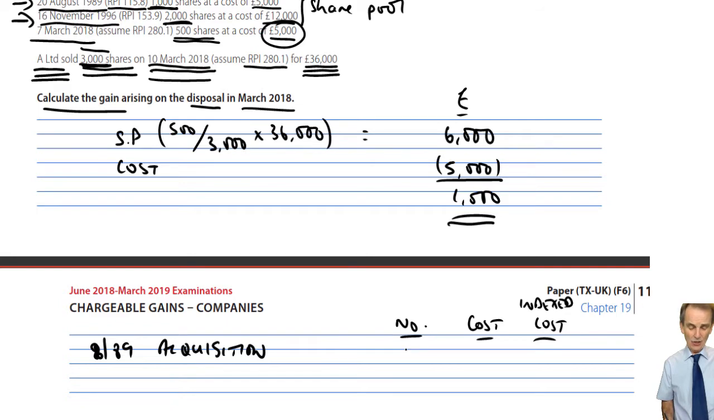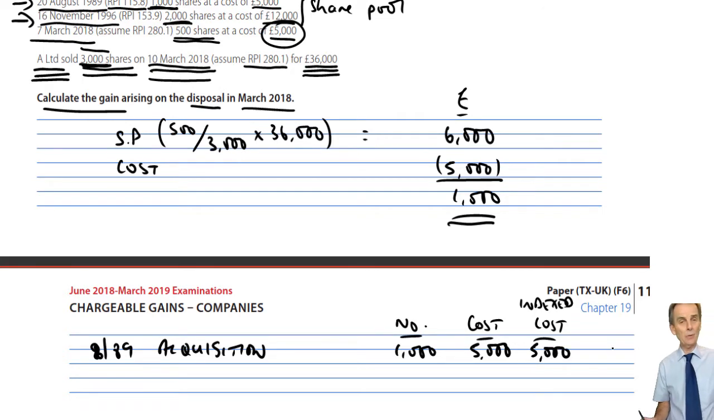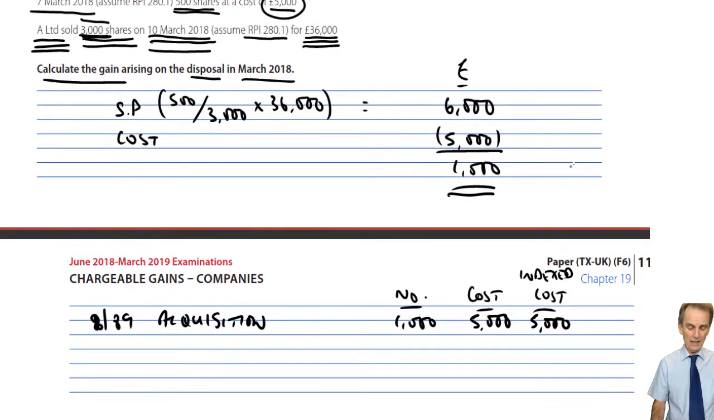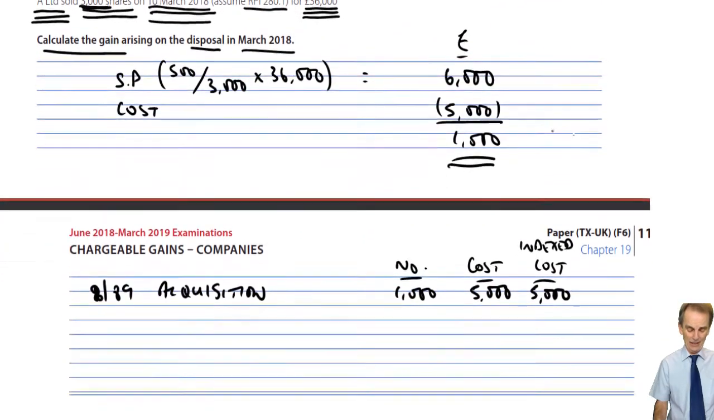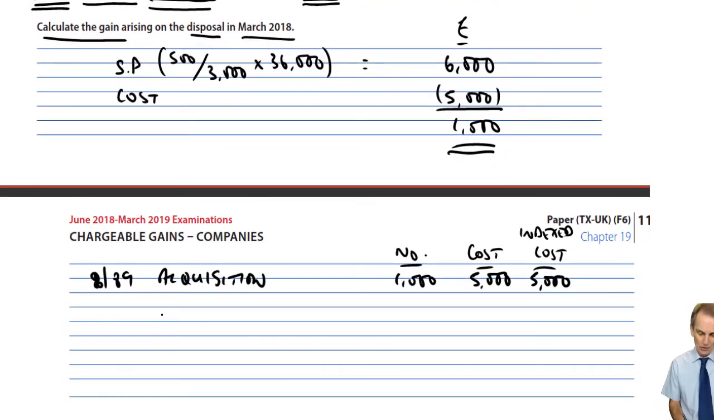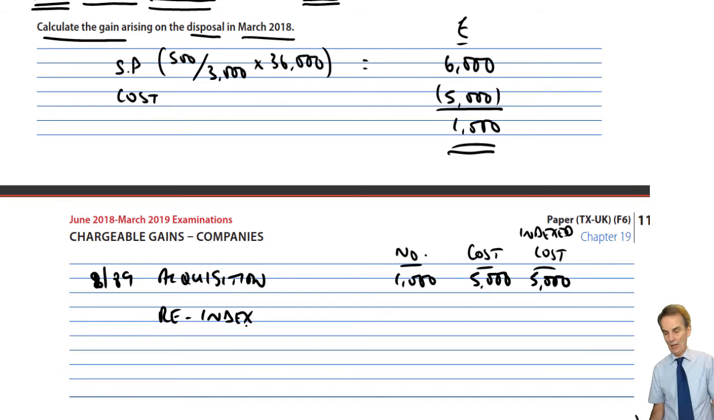How many shares? Just see it at the top. 1,000 shares at a cost of £5,000. And whatever goes in the cost column also goes in the index cost column, as we said at the end of our previous session. We then move forward to the next acquisition date, which is going to be November 96, at which point we re-index, before then adding in the number of the then shares acquired.